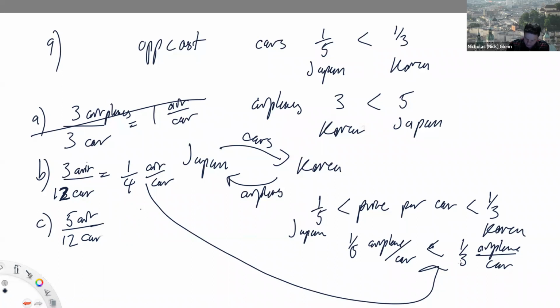Let's convert this to what it is with the denominator of 12. So you multiply the numerator and the denominator by 4, and that'll give you 4 airplanes for 12 cars. This is greater than that, so this would be a bad deal for Korea. So you know it's going to be B. All right, and that's what you have to do. Use your opportunity cost. And then the opportunity cost for each one will give you the price per car that you're willing to do. You need to stay within the lowest opportunity cost and the highest opportunity cost.